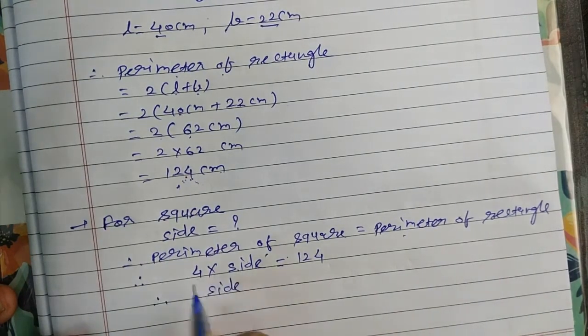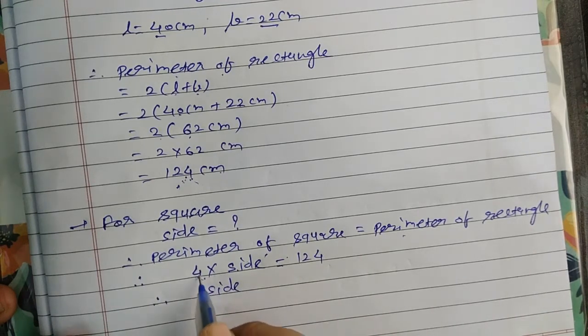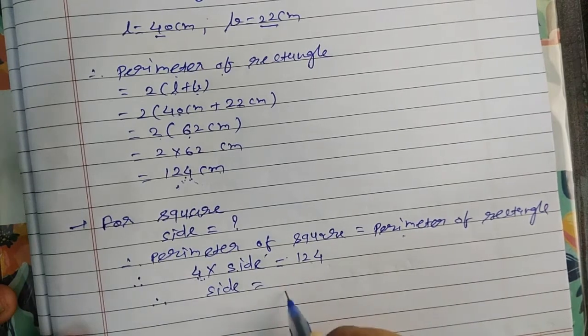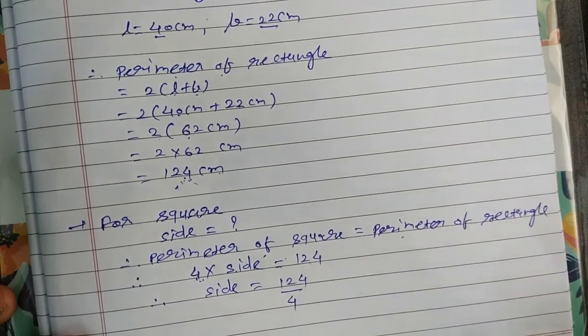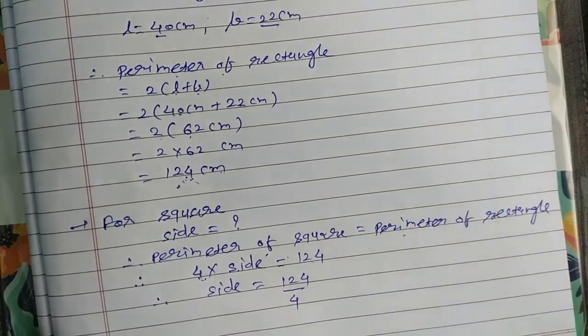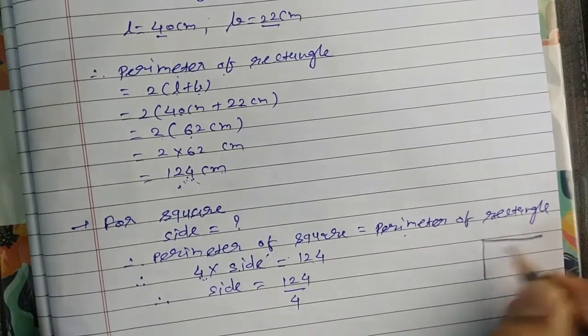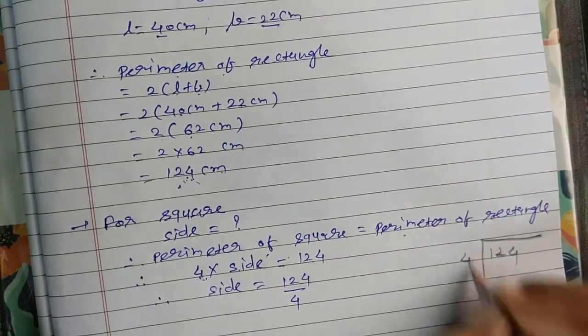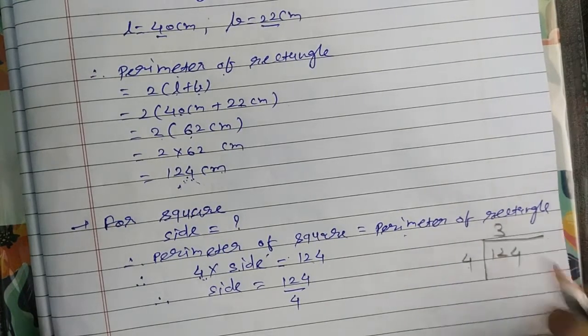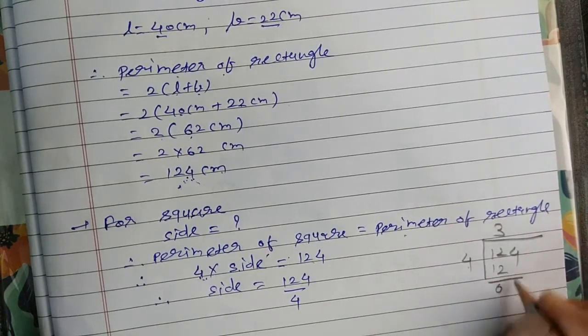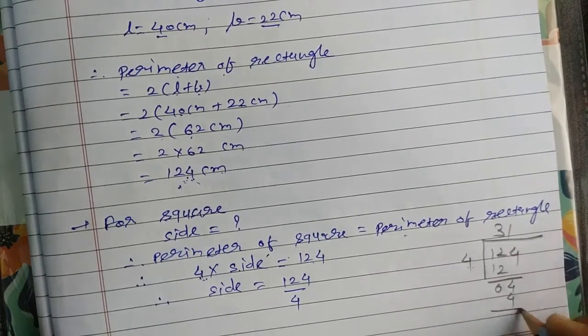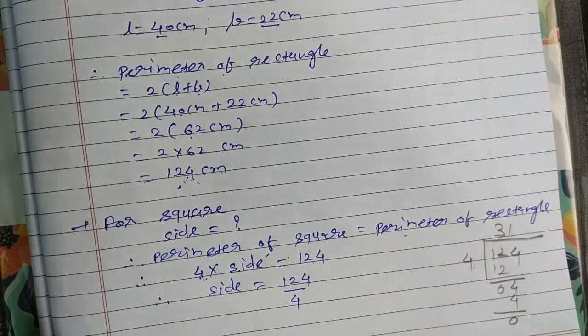So for the length of the side, we have to remove this 4. To remove this 4, we will divide this equation by 4. On the left hand side, when we divide by 4, the 4 will be removed, and on the right hand side we divide by 4, so 124 by 4 will come. Here we will do 124 by 4. 4 3s are 12, 0, 4 will come, 4 1s are 4, remainder 0. So our quotient is 31.